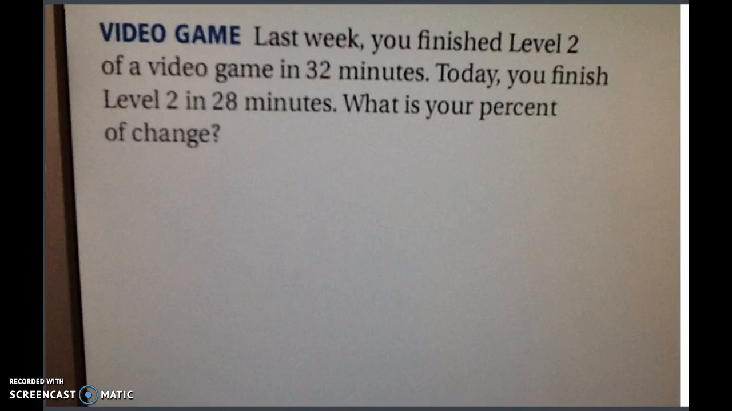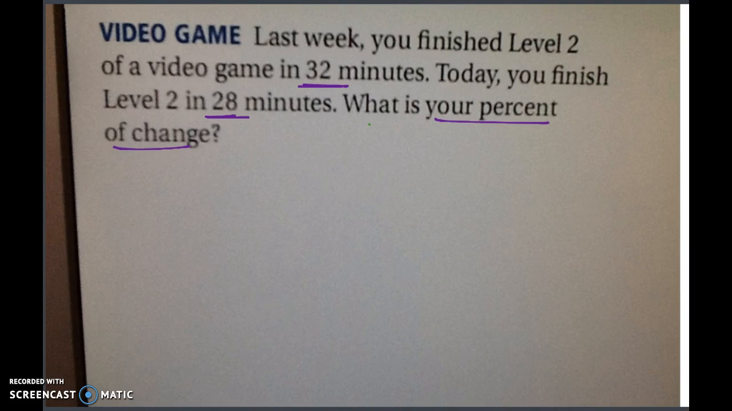It says, last week you finished level 2 on a video game in 32 minutes. Today you finished that level in 28 minutes. What was the percent of change, or what percent did it decrease by? This would be a decrease one because you did it in 32 minutes last week. Now you did it in 28 minutes. So it went down. So this is a percent of decrease one.